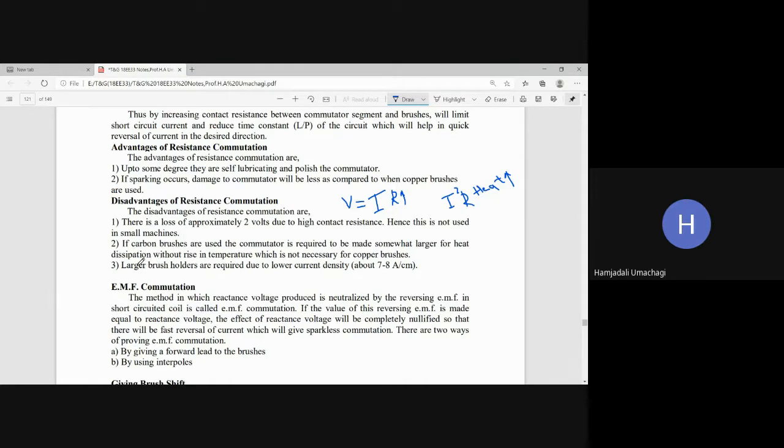Then third is what? Larger brush holders are required due to lower current density. So here current density will be very low. Because of that, you need to have large brush holders. So these are all advantages and disadvantages of resistance commutation. Is it clear? Yes, sir.